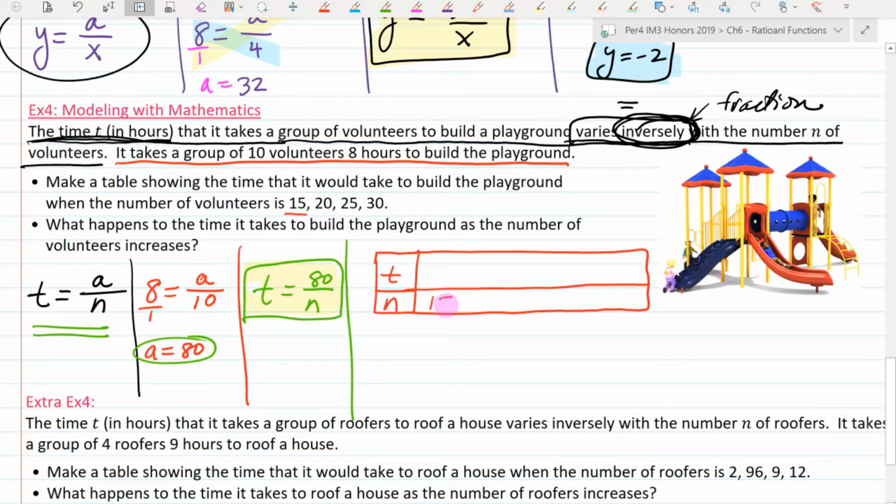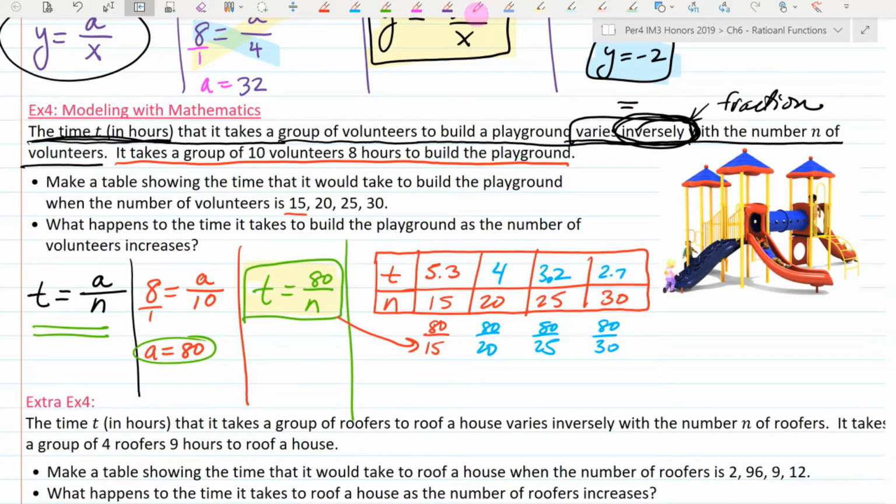So if the volunteers are 15, 20, 25, and 30, every time we switch this, for 15 it would be 80 over 15 if we're using this formula. So 80 over 15 is 5.3. If we do 80 over 20, that's 4. For the next one, 80 over 25, it's going to be 3.2. And for the last one, 80 over 30, that's about 2.7. Okay, and so these are the hours.